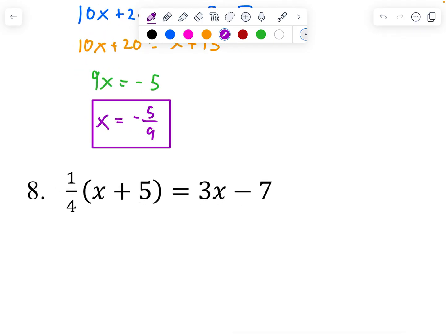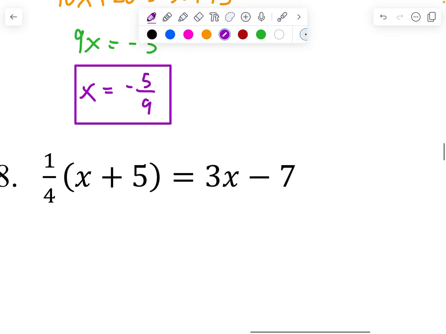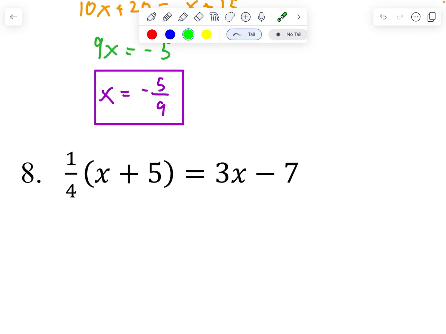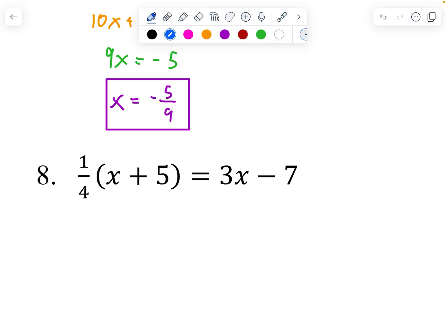All right, on this one, probably the easiest way, as we had discussed in class at some point, is to get rid of this fraction. So if I multiply both sides by 4 first, let me white out this number 8 so it doesn't look like part of the problem. Multiply by 4 first on both sides, so times 4. Notice how I use parentheses over here because I have to distribute. These cancel each other out, leaving you with just x plus 5 on this side, which is what we wanted. And then distribute the 4 and you get 12x minus 28.